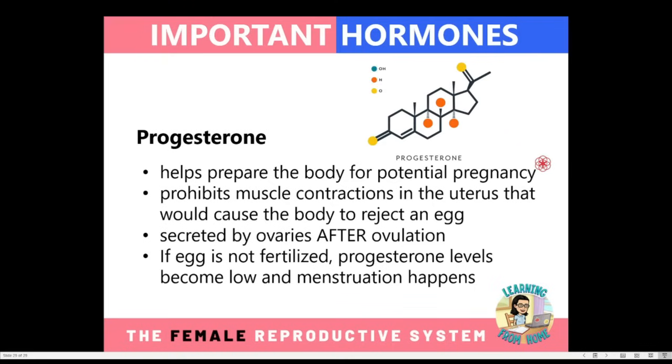Okay, si progesterone naman, may kinalaman naman siya for potential pregnancy. It prepares the body. Okay? Ngayon, kung halimbawa na-fertilize si egg cell ni sperm cell, pinipigilan ni progesterone na magkaroon ng paggalaw or contraction sa uterus para hindi malaglag yung egg. Okay? This is secreted by the ovaries after ovulation. However, if the egg is not fertilized, bababa naman yung level ng progesterone kaya nagkakaroon ng menstruation.